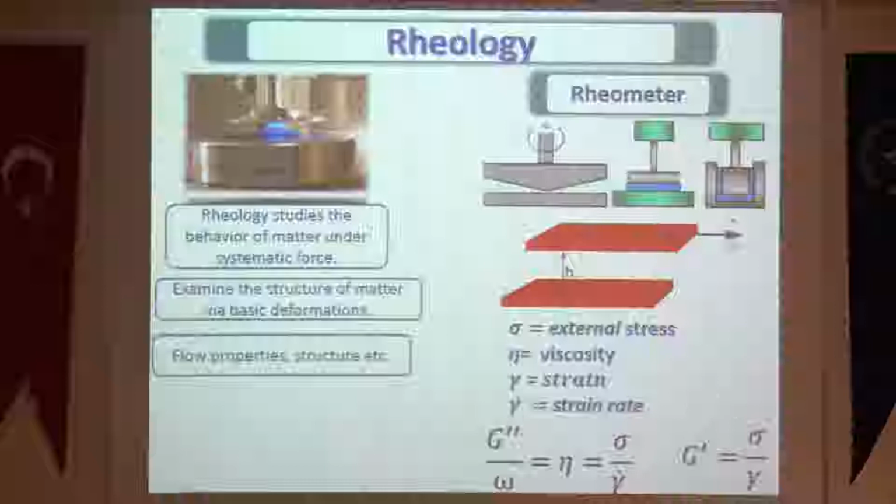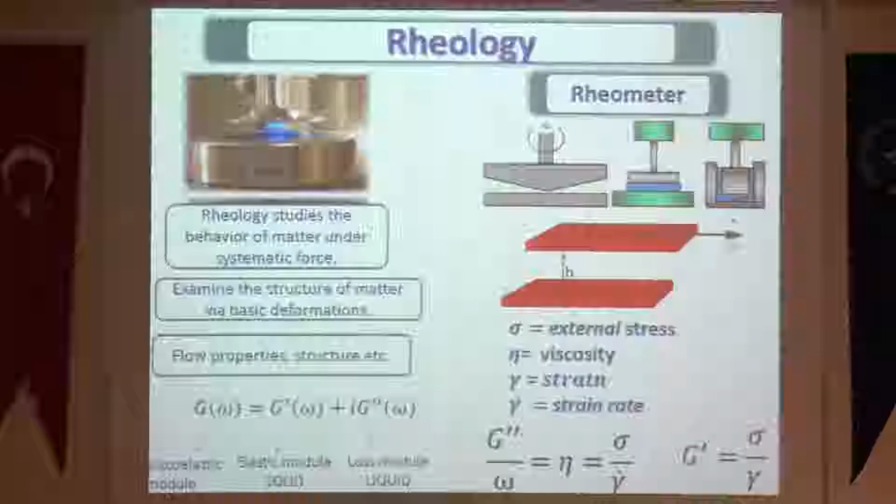And G prime is the storage modulus, which is basically the external stress divided by the strain. So in a rheometer, this is the information that you get. You get the part that looks like a solid, and you get the part that looks like a liquid.